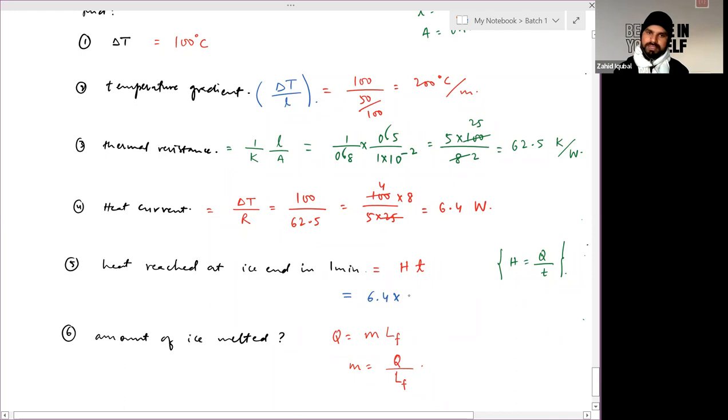Now, fifth part, we have heat current as 6.4 and amount of heat reached at other end in 1 minute. So time taken is 1 minute, that is 60 seconds. Just multiply it. 6 into 4, 24, and 6 into 6, 36 plus 2, 38. So it will be 384 joule.